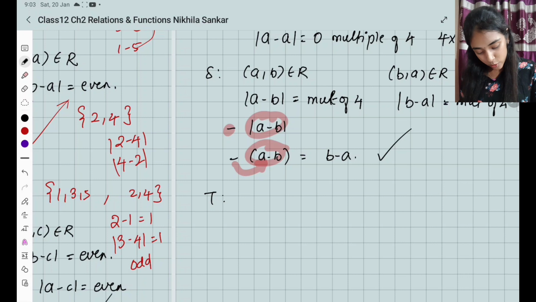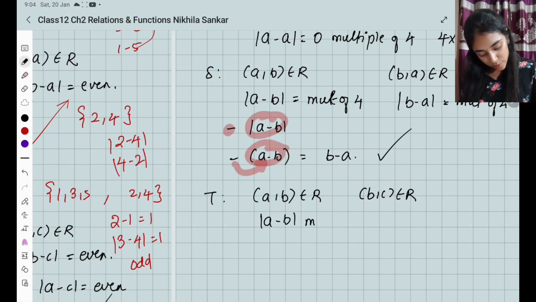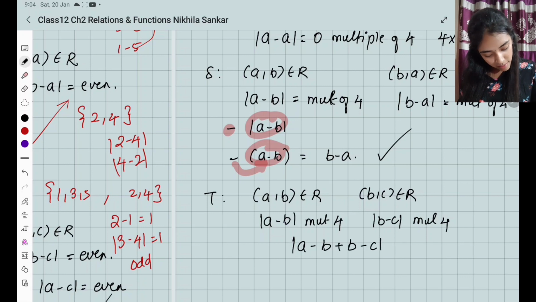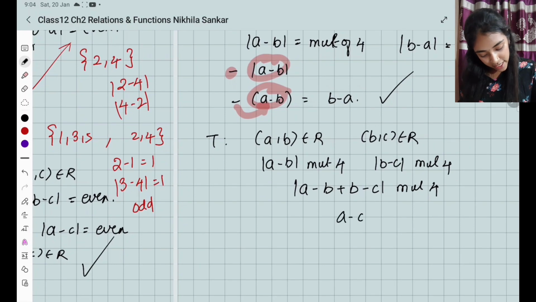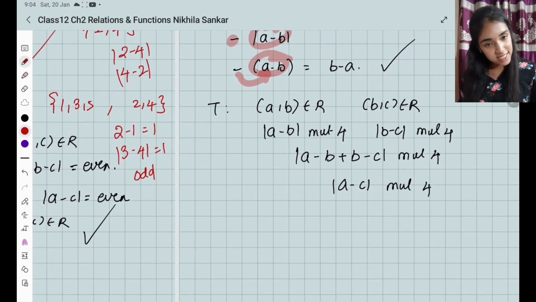Now let's check transitive. So you have a comma b belongs to R and b comma c belongs to R. So you know that a minus b is a multiple of 4 and b minus c is a multiple of 4. So when you add a minus b plus b minus c, it is a multiple of 4, which means a minus c is a multiple of 4. If you have doubts, shall we check with an example?